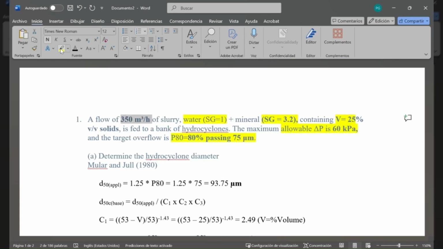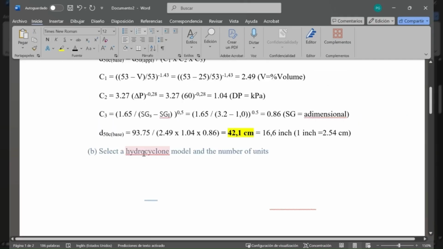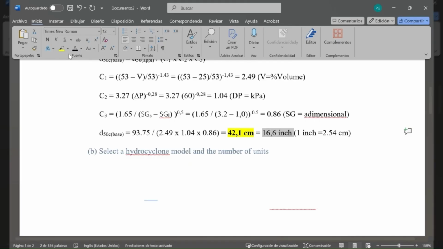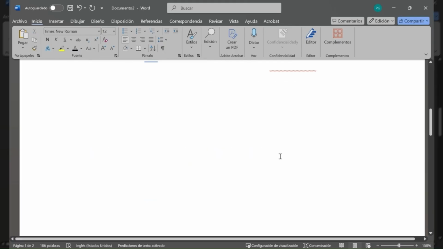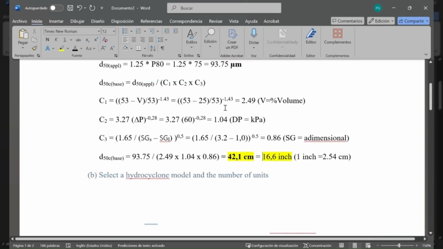And this value over here, which is the overall flow rate of the slurry, we're going to use towards selecting the hydrocyclone model and number of units that we need. So remember this number here, which is the 16.6 inch. And let's go down here. So we have three, okay, there's another parameter over here. That's the delta pressure.